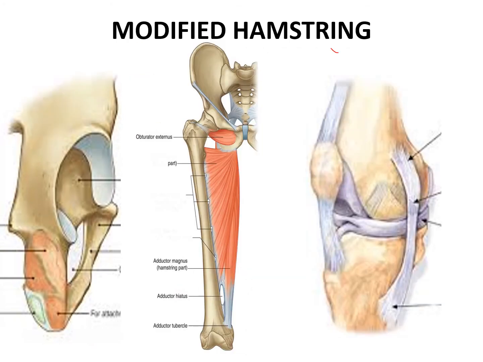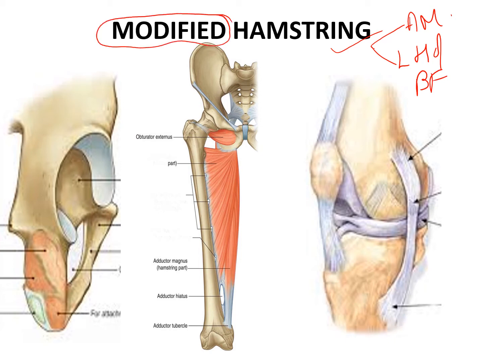Now the modified hamstring. So these are the muscles. First we will discuss their names: the ischial component of the adductor magnus and the long head of biceps femoris. As the name suggests, modified, they do not follow the four rules of the hamstring muscles. Let us see which rules these muscles don't follow.